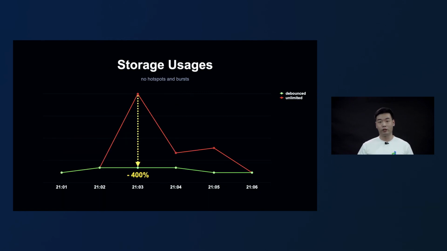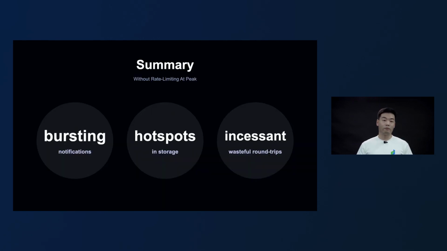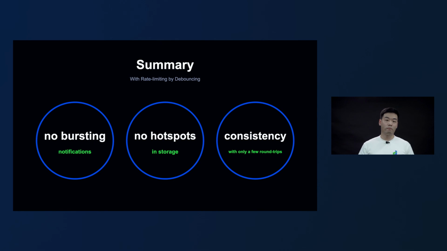Bursts and hotspots in our storage usage are now also kept in control. By limiting the total number of notifications, we can also cut the required number of storage accesses dramatically, almost by 4 times. Let me sum up the improvement. Previously, notifications used to burst together with events, leading to hotspots in storages and more round trips to keep up with more fetches caused by those notifications. With debouncing, these are kept within a limit that we can configure. And we get all these benefits while maintaining the same smooth user experience and data consistency.